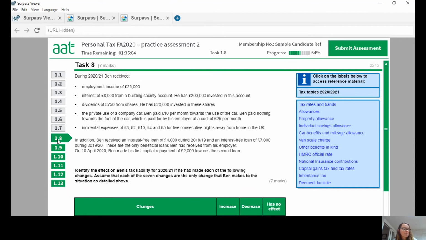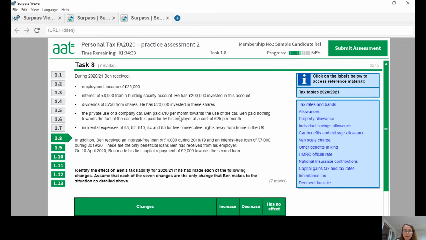So task 8 is the last of the income tax and NI, and then the remaining tasks are your capital gains and your inheritance tax. So during 2021, Ben received employment income of 25,000, interest of 8,000 from a building society account with 200,000 invested, dividends of 750 from shares with 20,000 invested, private use of a company car.